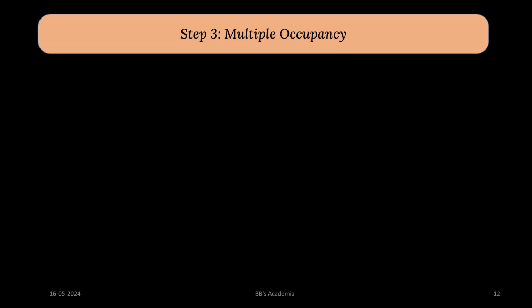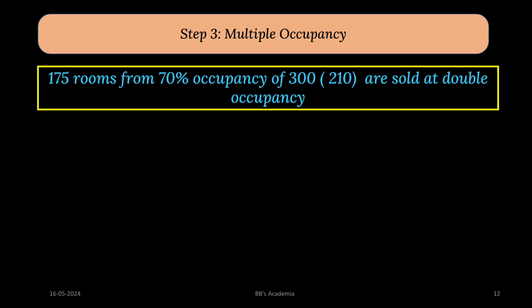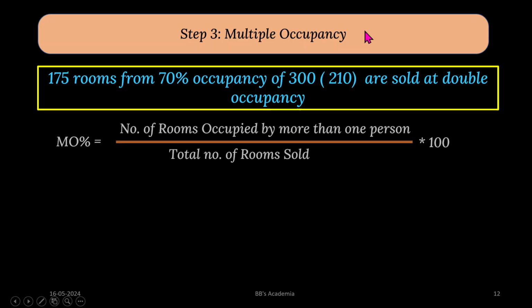We'll calculate the multiple occupancy now. It was mentioned that 175 rooms from 70% occupancy of 300. So 70% occupancy of 300 is 210. Okay, are sold at double occupancy. So you have to calculate the multiple occupancy. How to calculate the multiple occupancy? Number of rooms occupied by more than one person divided by total number of rooms sold multiplied by 100. Clear? That's the formula.